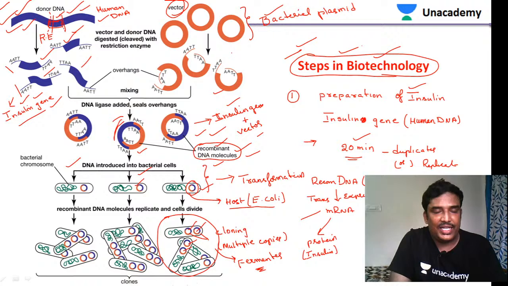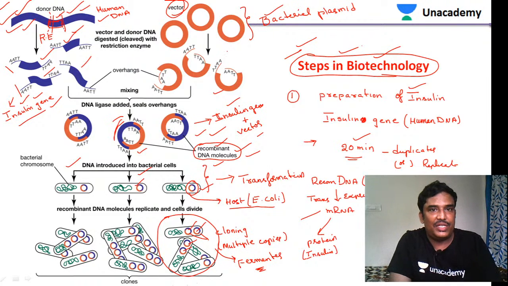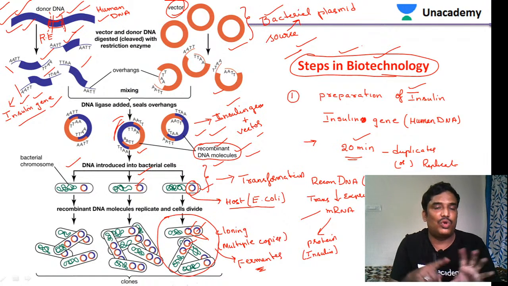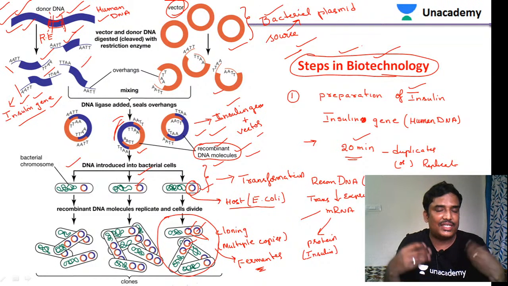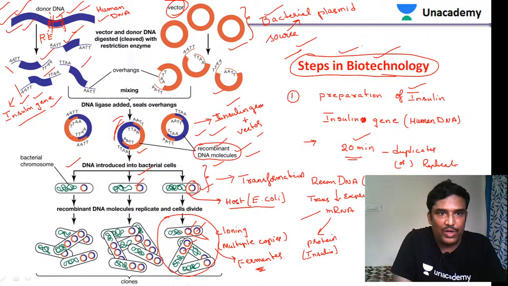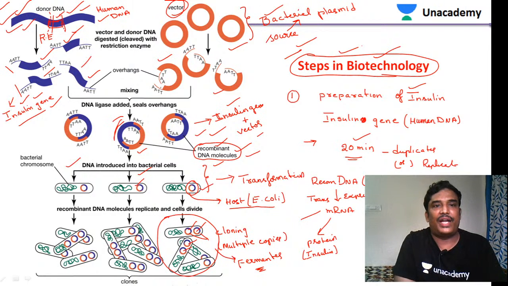Now the insulin genes are inserted into a vector. Okay, so this is the vector. What is the source of the vector? Generally, the source of the vector is the bacteria plasmid. We will discuss in detail in the coming class the properties of a vector, but the source of the vector is a bacterial plasmid. Now we will take this insulin gene and fuse it with the vector.